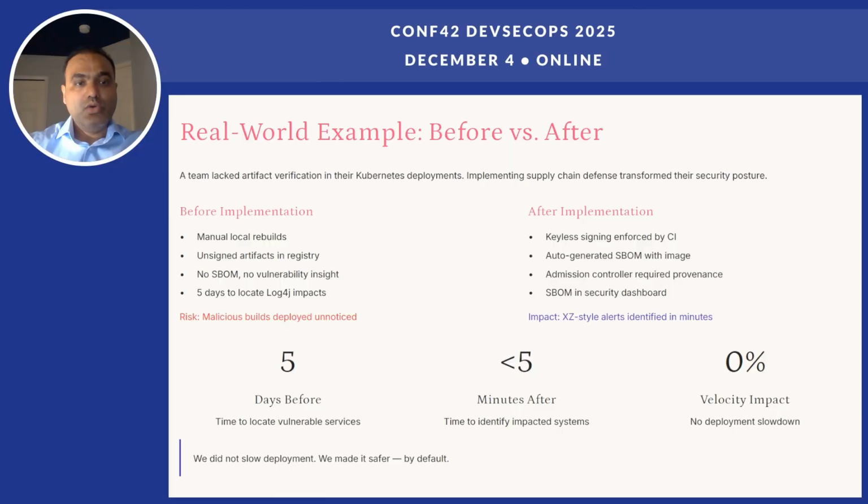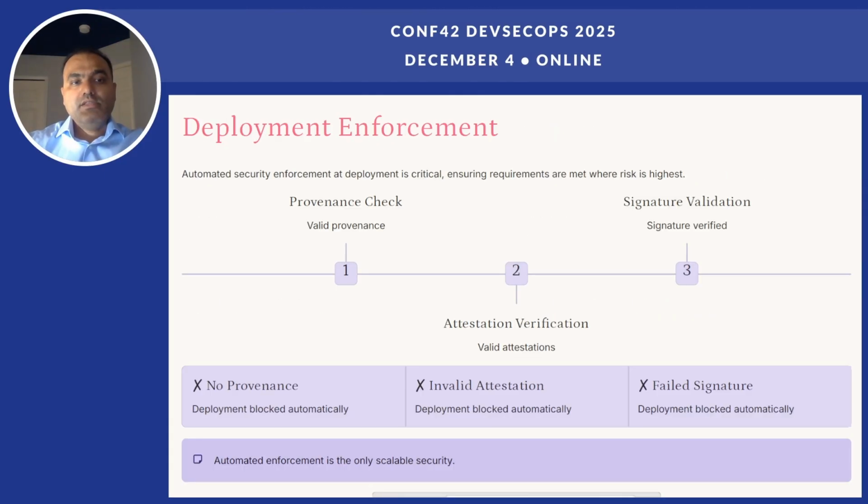Now let's look at the after. Once they adopted supply chain defense by default, every build was signed automatically, every artifact produced SBOMs, Kubernetes enforced signature verification, and dependency metadata was centralized. Later, during a simulated vulnerability event, they identified all the impacted services in a minute. What's beautiful about this is that security improved, but velocity didn't stop. So the pipeline becomes safer without becoming slower. That's the ideal balance.